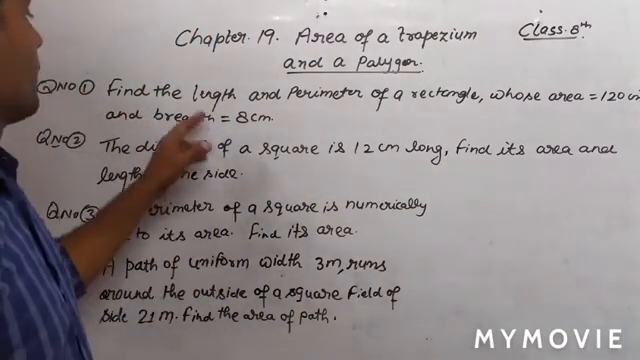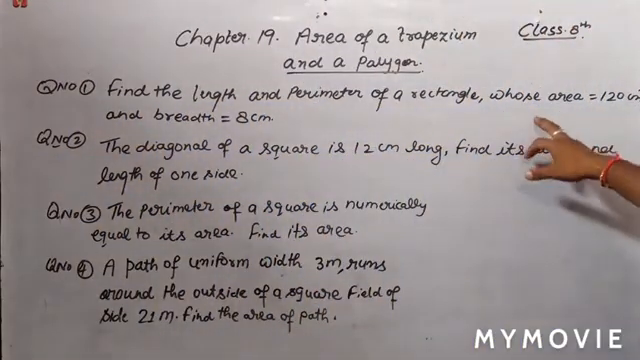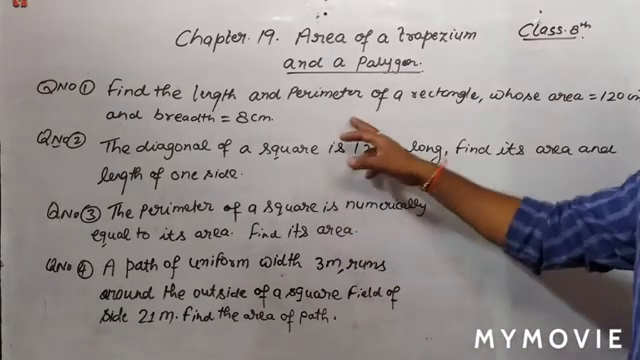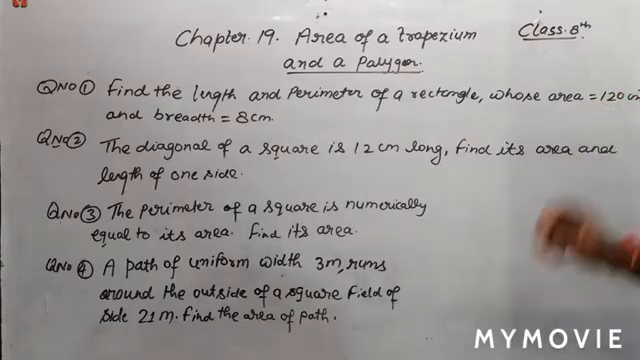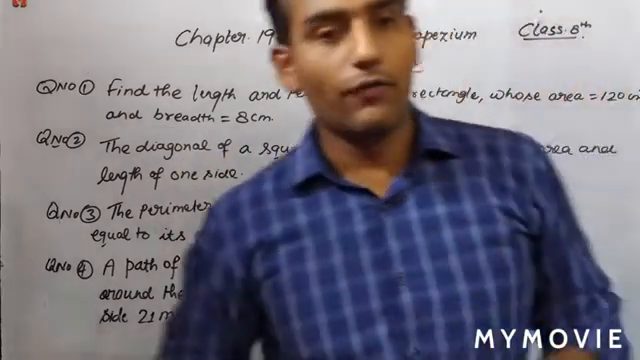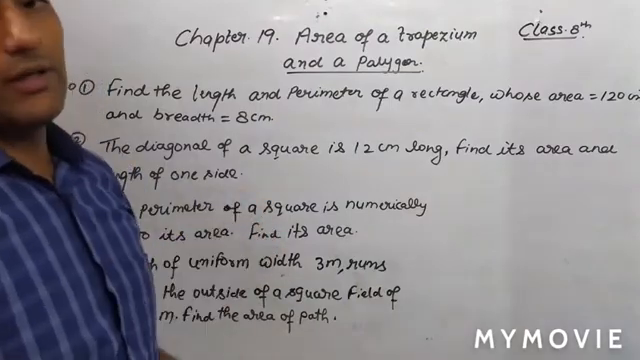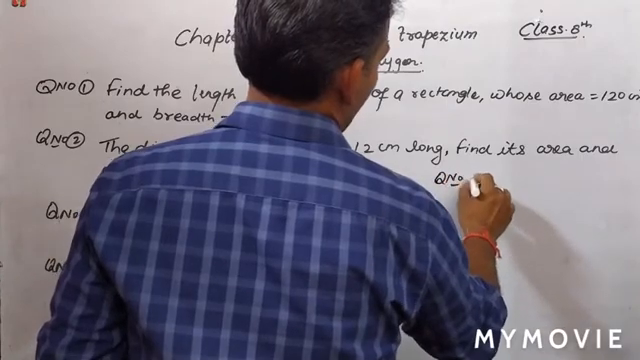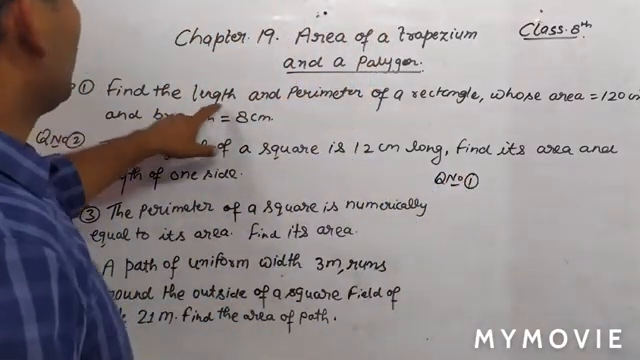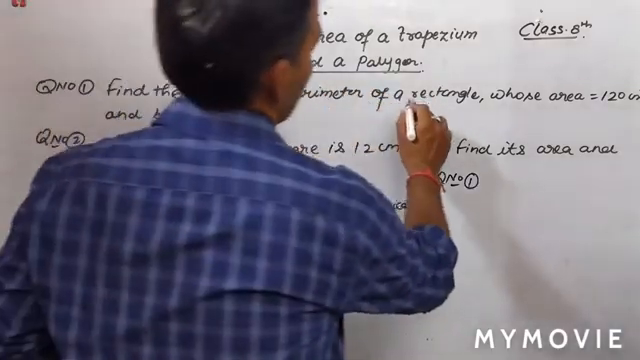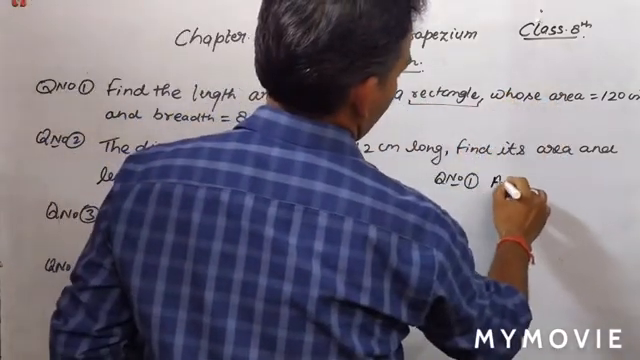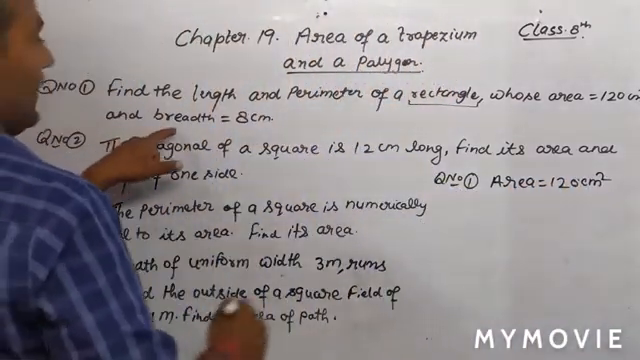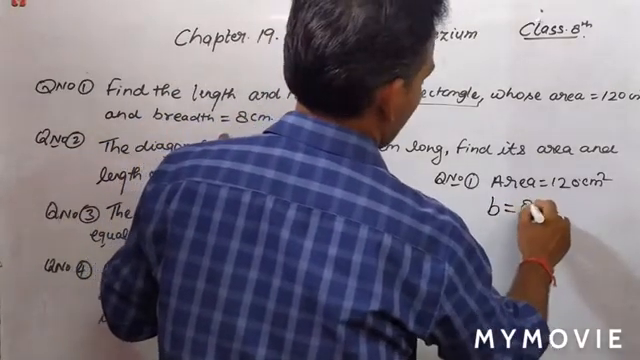First question is, find the length and perimeter of a rectangle whose area is 120 centimeter square and breadth is 8 centimeter. First of all, in any question, whatever the given quantity is there, please write. Now, question number 1, I will solve here only. I don't have space. Find the length and the perimeter of the rectangle. Note down, this is a rectangle whose area is given 120 centimeter square and breadth is given 8 centimeter.